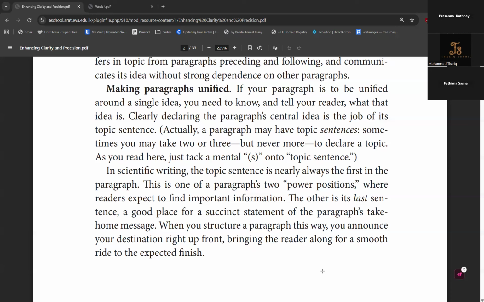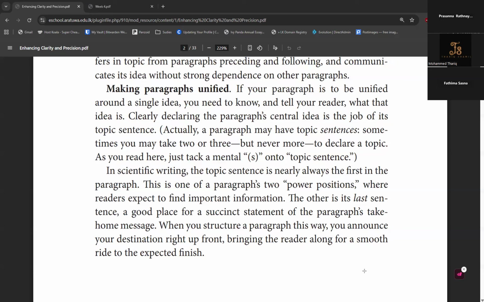Well, I want you to follow me with the third paragraph. In scientific writing, the topic sentence is nearly always the first in the paragraph. This is one of a paragraph's two power positions where readers expect to find important information. The other is its last sentence, a good place for a succinct statement of the paragraph's take-home message. When you structure a paragraph this way, you announce your destination right up front, bringing the reader along for a smooth ride to the expected finish.